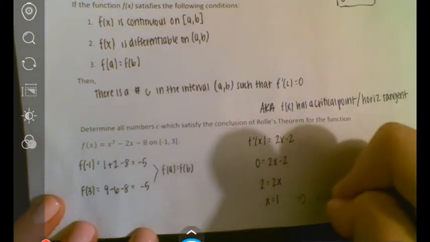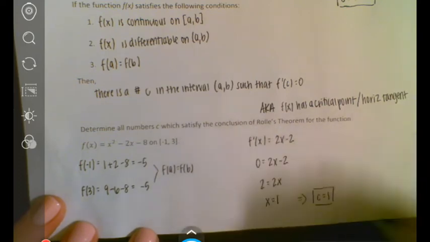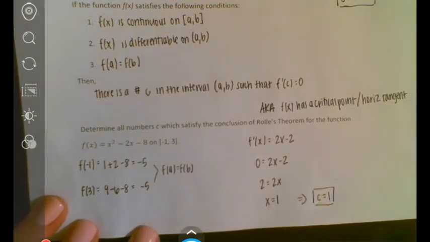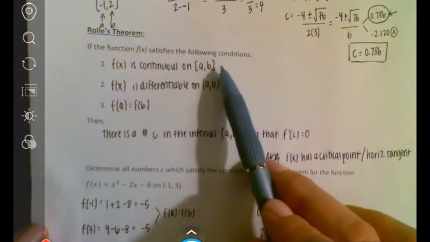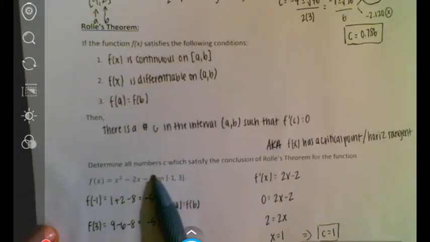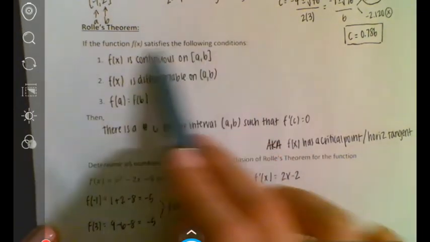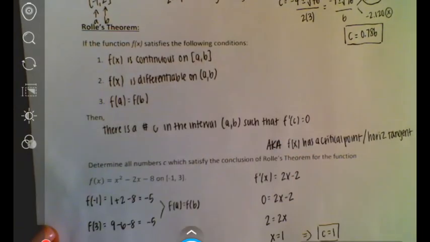So this tells me that c equals 1 is the value that satisfies the conclusion for Rolle's theorem here. So the only thing that you really have to think about, if you're not given a polynomial function, is rational functions, because a lot of times the rational functions aren't going to meet your conditions.